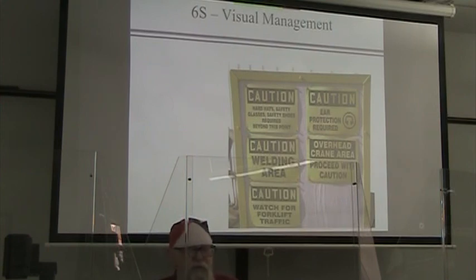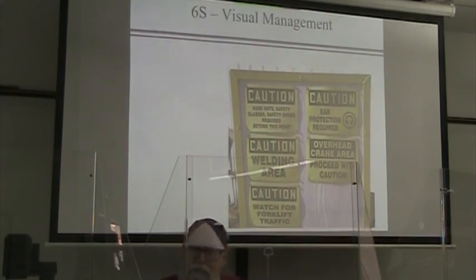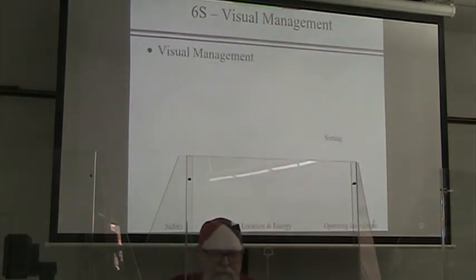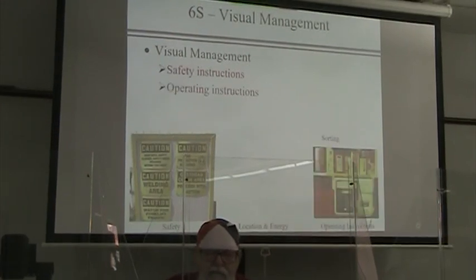Okay, so they tell you what safety personal protective equipment you need. They caution you it's a welding area, that there is an overhead crane, so you might get hit by a big piece of metal if you don't pay attention, and that forklifts are moving things in and out. So part of it is safety instructions. It might be operating instructions.